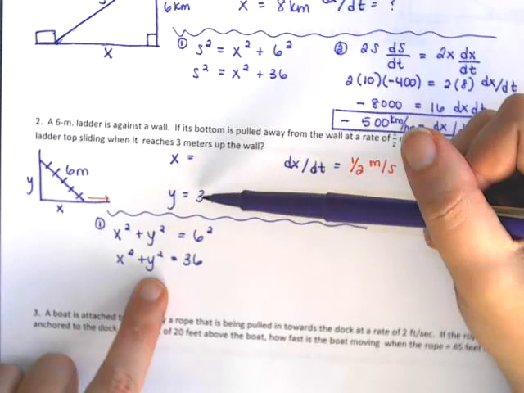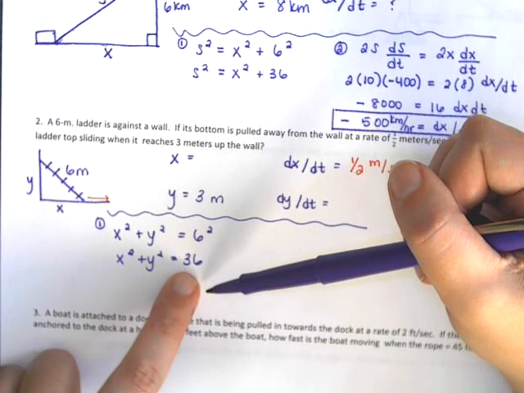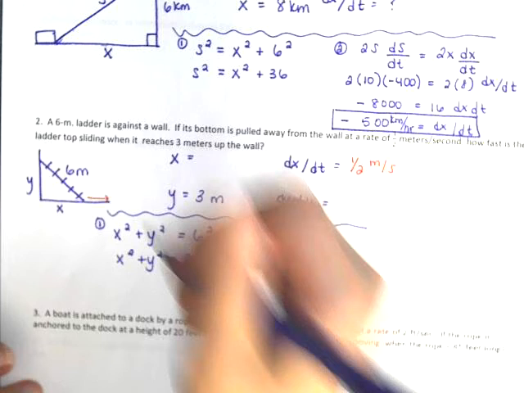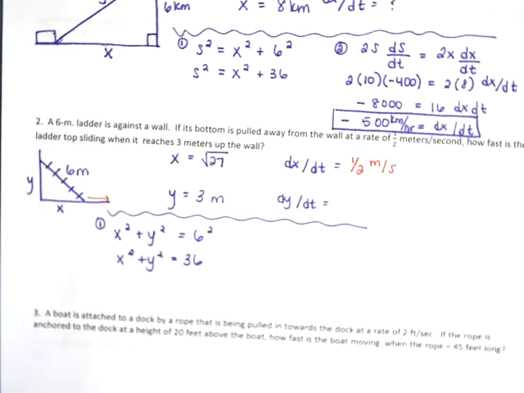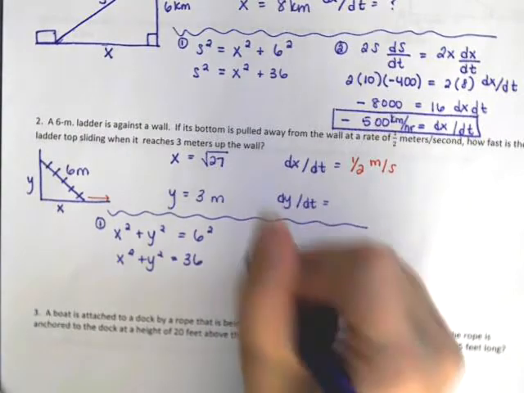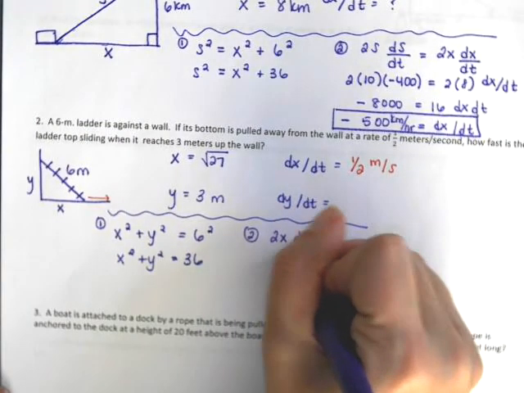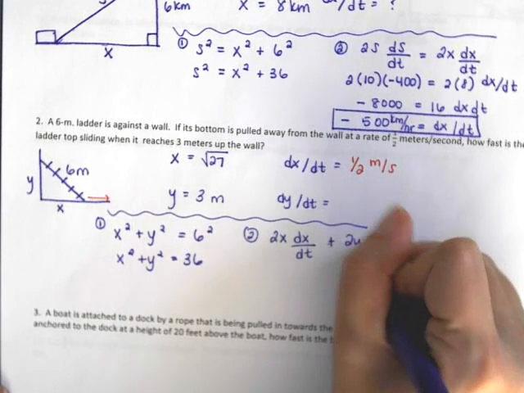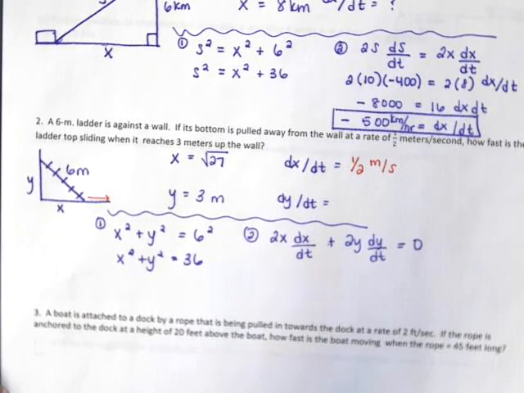So if I plug the number 3 in here, I get 9. 36 minus 9 would be 27, and the square root of 27 would be my x value. Now I'm going to take the derivative. So 2x dx/dt, because it's changing, plus 2y dy/dt, because it's changing, equals 0.